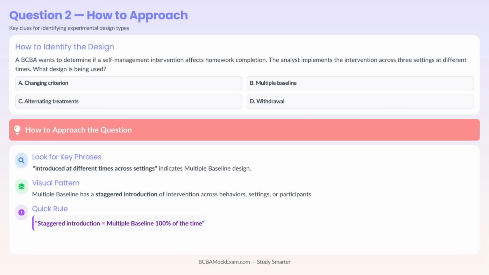To approach this question, look for the key phrase describing intervention introduction at different times across settings. Multiple baseline designs use staggered timing to show that behavior changes only after the intervention is introduced in each tier. This visual pattern is one of the clearest ways to identify the design. Changing criterion, alternating treatments, and withdrawal do not involve staggered starts, so they can be eliminated quickly. The quick rule here is straightforward. Staggered introduction means multiple baseline every time.